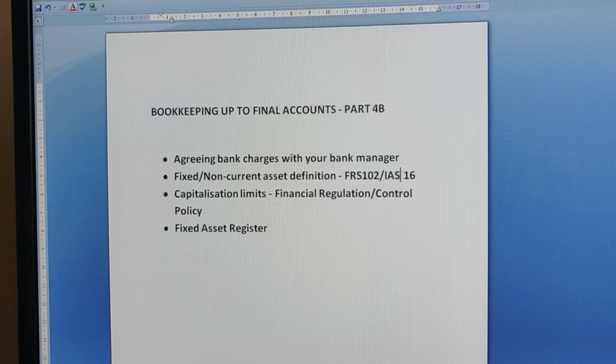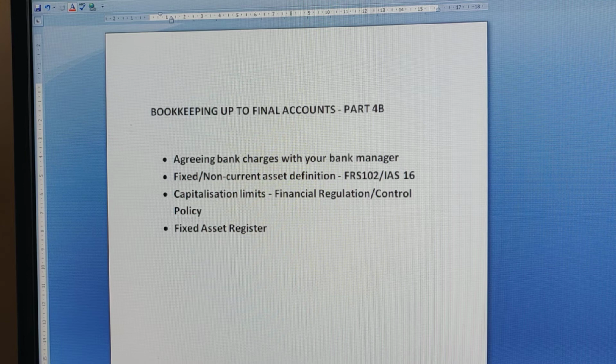Now, the definition of capital in Financial Reporting Standard 102 and IAS 16, International Accounting Standard number 16, is very, very similar. According to the UK Accounting Standards Board, when you call something an asset, it means that thing confers rights on you. It gives you rights or access to future economic benefits, which your organization will control as a result of past transactions.